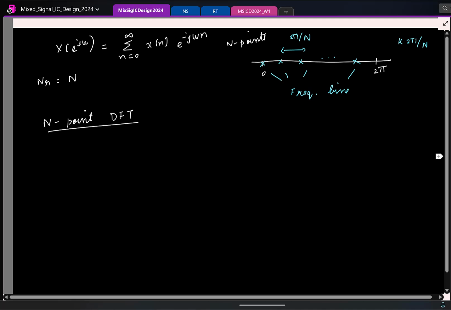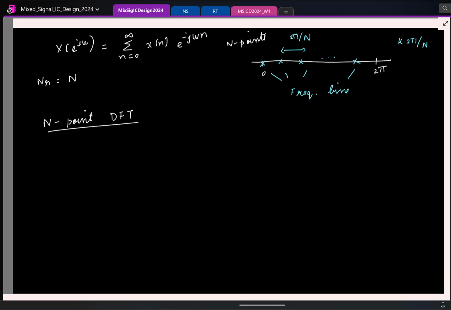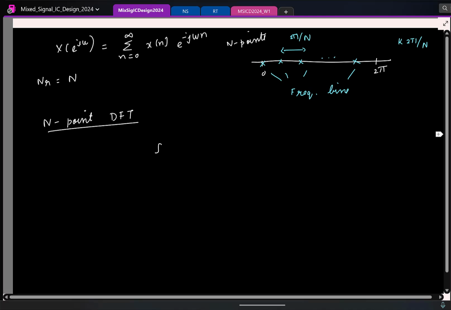Okay. So this gives the n-point DFT, and now if you define the power spectral density like this, S_PV of k is 1 by n times the expected value of the magnitude squared of the discrete Fourier transform.